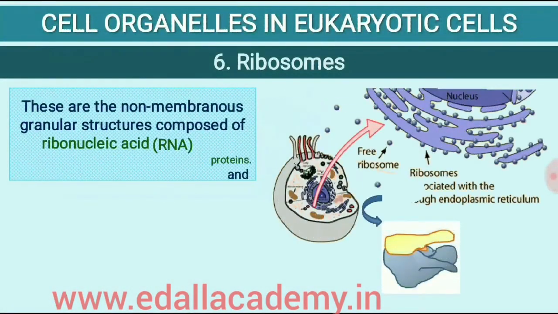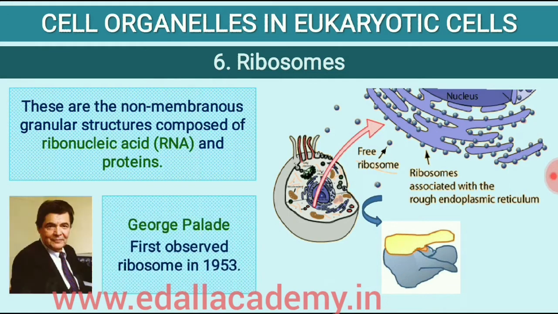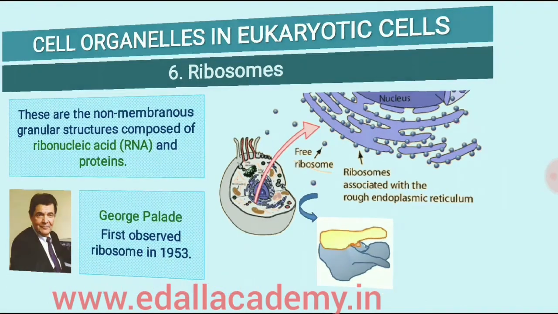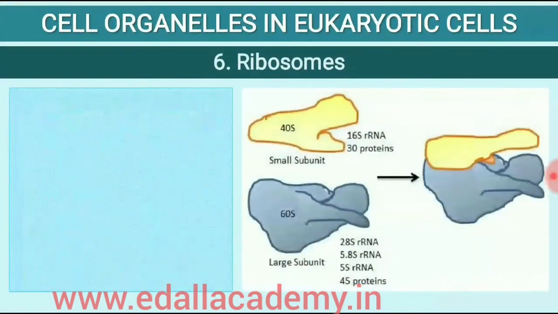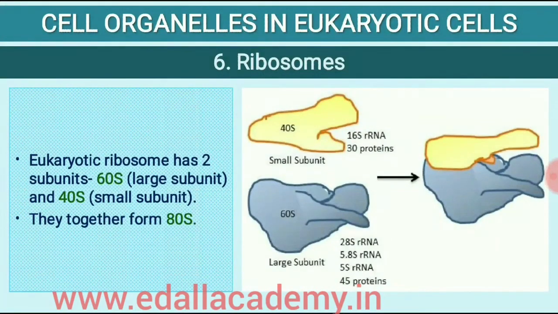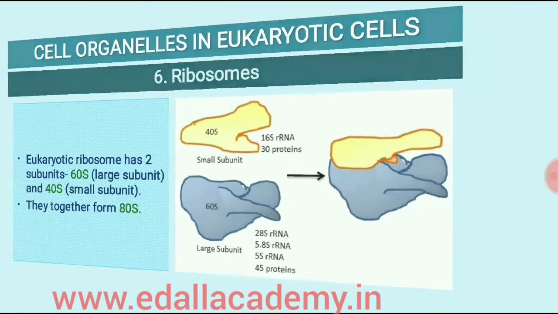8.5.6 Ribosomes. Ribosomes are the granular structures first observed under the electron microscope as dense particles by George Palade, 1953. They are composed of ribonucleic acid (RNA) and proteins and are not surrounded by any membrane. The eukaryotic ribosomes are 80S while the prokaryotic ribosomes are 70S. Here S, Svedberg's unit, stands for the sedimentation coefficient. It indirectly is a measure of density and size. Both 70S and 80S ribosomes are composed of two subunits.